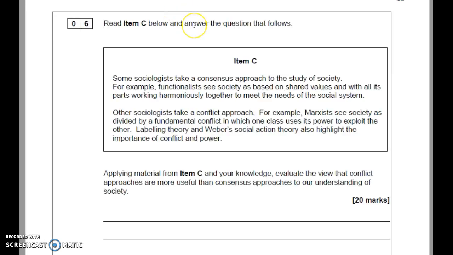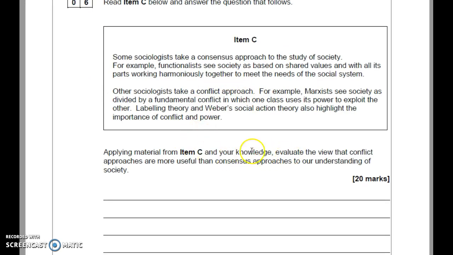The final question on paper 3 is question 6, and that is also a theory and methods question. And as a typical 20 marker, you will get an item with it, and you are expected to draw from that item and make sure that you are evaluating. So this question is asking you for conflict approaches and comparing them to the consensus approaches for your understanding of society.